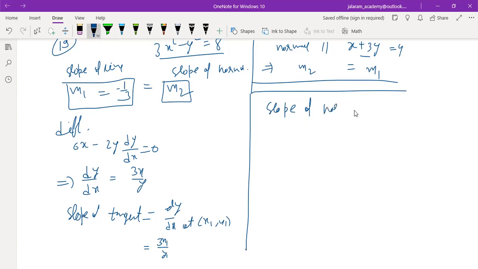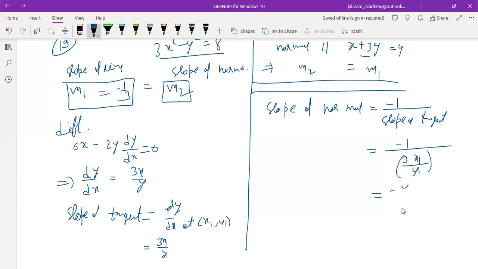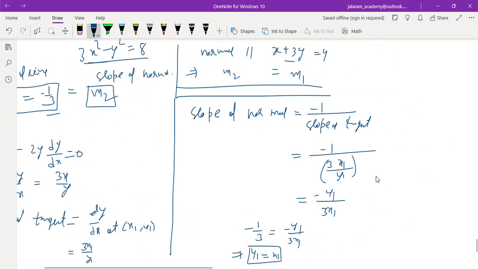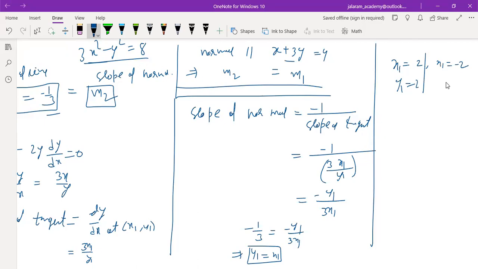So what will be the slope of normal? We all know that slope of normal is minus 1 upon slope of tangent. That is minus 1 upon 3x1 by y1 equals minus y1 upon 3x1. And one more slope we have calculated, it is minus 1 by 3. 3 cancelled out. Again, it is y1 equals x1. On substituting this (x1, y1) in the original equation, we will get the same points as they were also the points of contact. So there will be no difference. Is that clear to you? x1 equals 2 and x1 equals minus 2. When x1 equals 2, y1 equals 2. And when x1 equals minus 2, y1 equals minus 2.